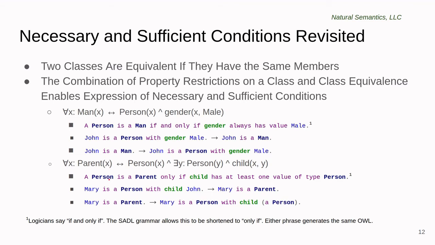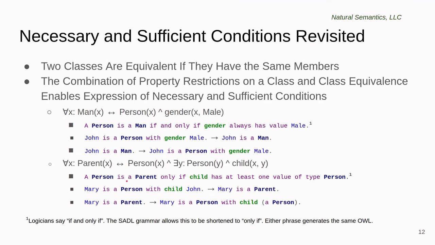So a person is the x in our universal quantification, is a parent. So that is saying that this condition is met, is a parent if and only if child has at least one value of type person. So we've already got this person who is x, and now we're saying there exists some person y that's a child of x.